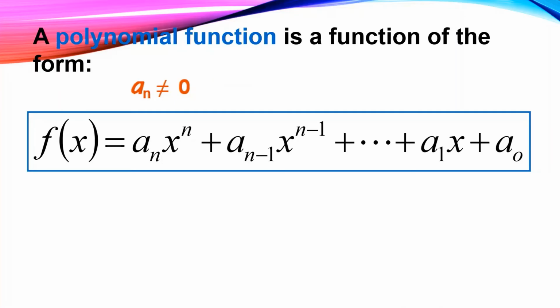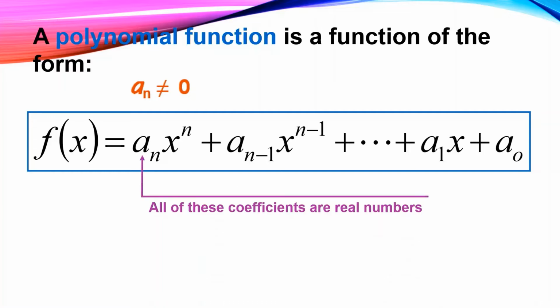A polynomial function is a function of the form f of x is equal to a sub n times x raised to n plus a sub n minus 1 times x raised to n minus 1 plus dot dot dot, meaning there are more terms that we have to insert, but as a shortcut it is just represented by dot dot dot, plus a sub 1 times x plus a sub 0. So a sub 0 here is a constant term. Now take note that a sub n should not be equal to 0.